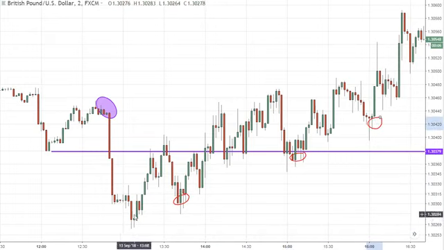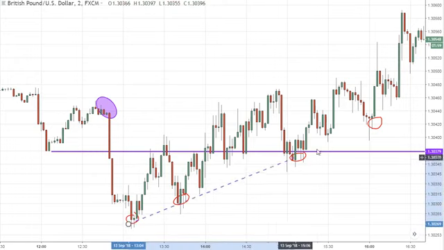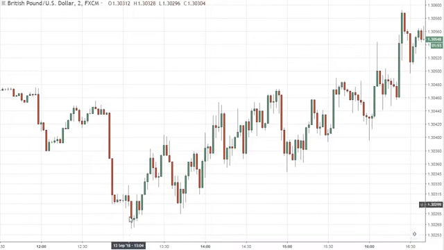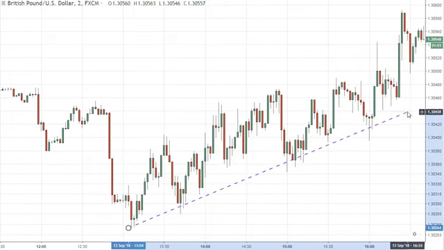This is the first one. And if we start to trace these lows, interesting, right? Interesting. Let's just clean this up. We have these lows grinding up all the time.